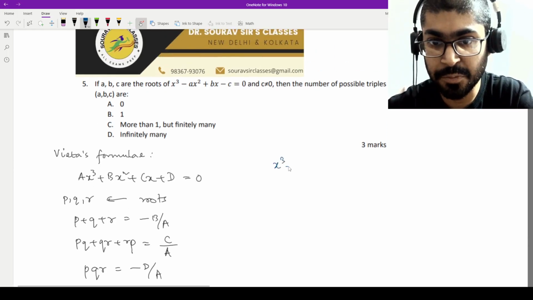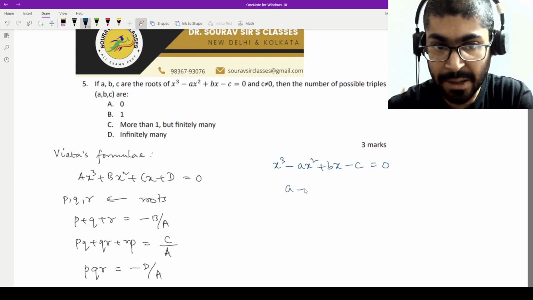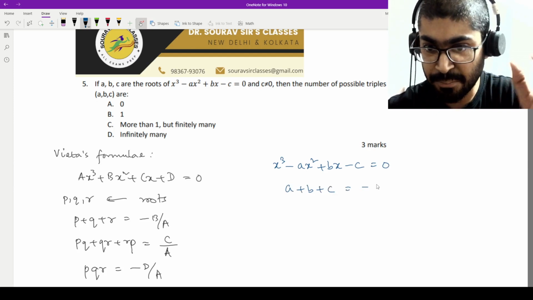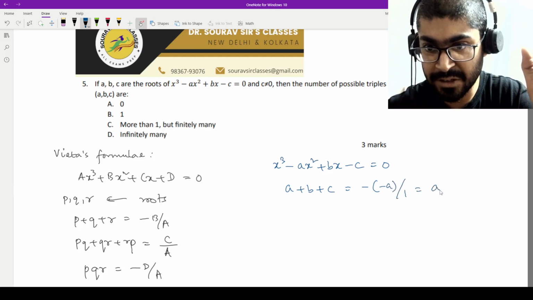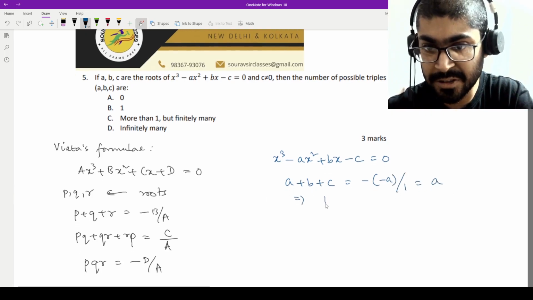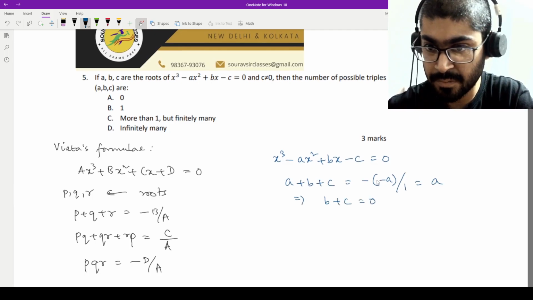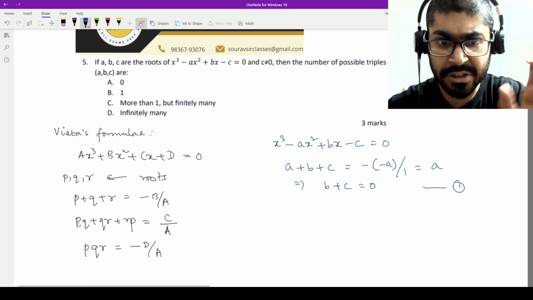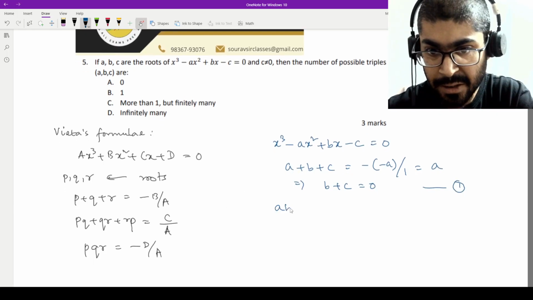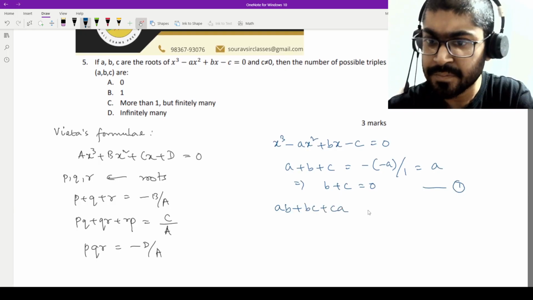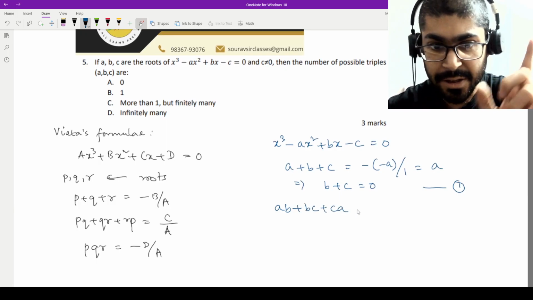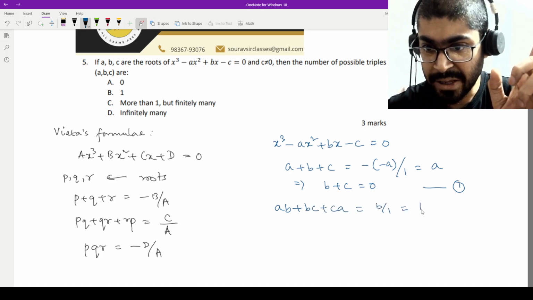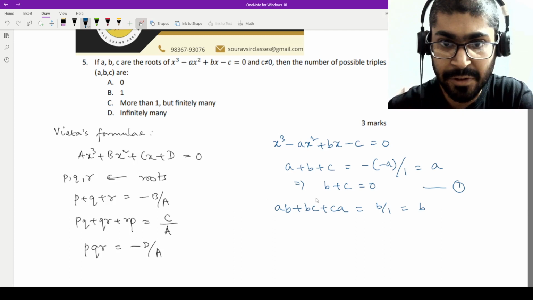Here we have x cube minus ax square plus bx minus c equal to 0. So our a plus b plus c becomes minus a by 1, which is minus of minus a, right? This is a. So b plus c is 0. Okay, note this down. Next, we have sum of roots taken two at a time, so ab plus bc plus ca. What will this give us? This will give us b by 1, which is b, right? Okay, fine, we will note this down.